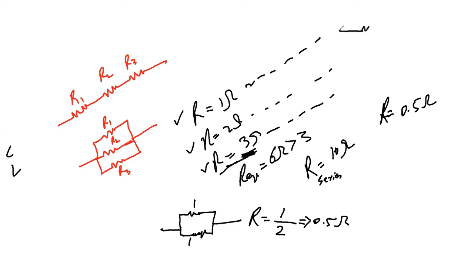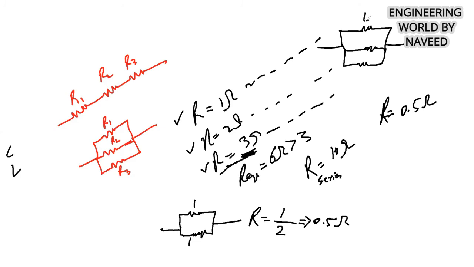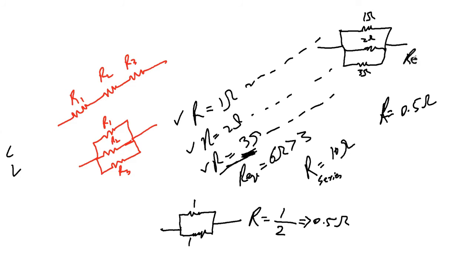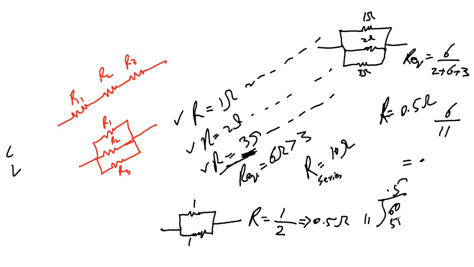Now, if you connect these resistors in parallel, the equivalent will be the product of the three resistors, 1 times 2 times 3, which is 6, divided by the sum of the products of pairs: 1 times 2 is 2, plus 2 times 3 is 6, plus 3 times 1 is 3, so 2 plus 6 plus 3 is 11. So 6 divided by 11 is 0.545, about 0.55, which is less than the lowest resistor.